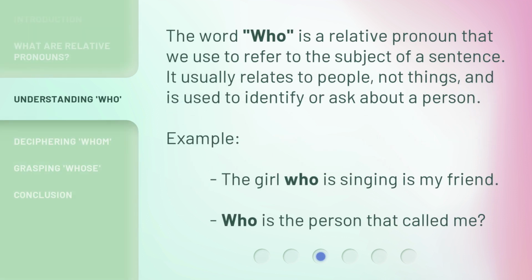The word who is a relative pronoun that we use to refer to the subject of a sentence. It usually relates to people, not things, and is used to identify or ask about a person. Example: the girl who is singing is my friend. Who is the person that called me?